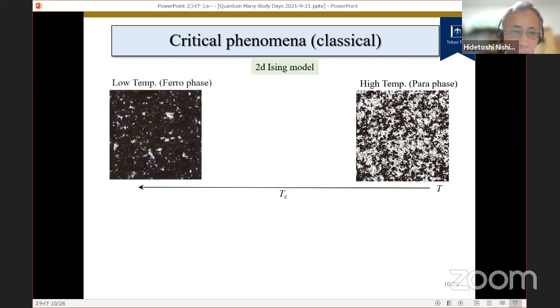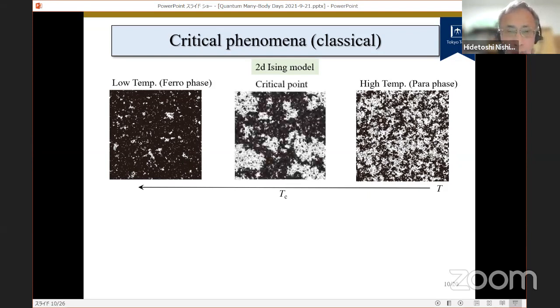At a very low temperature, the system is ferromagnetic. So almost all spins are in the down state, for example, and there are finite-size islands of up spins if the temperature is not 0. And at the critical temperature, those states are mixed and there appear small and large islands of white spins in the sea of black spins.